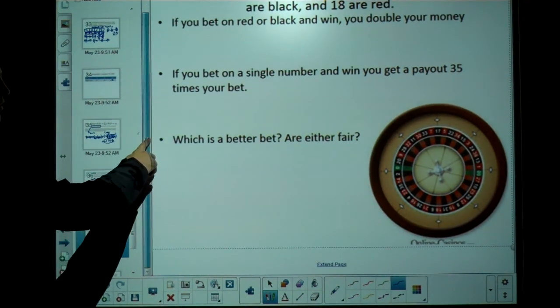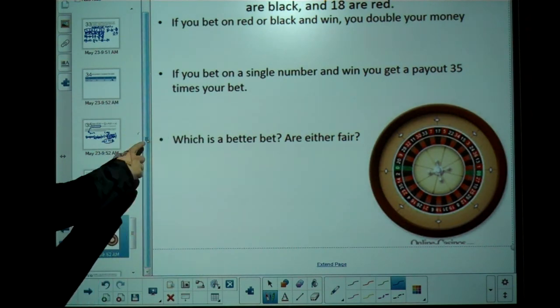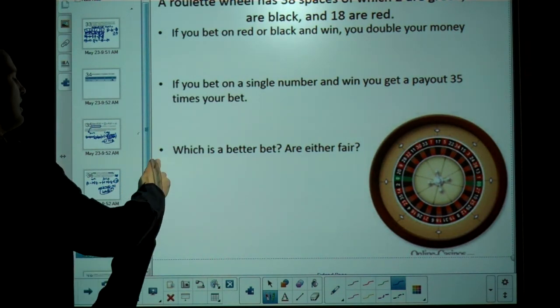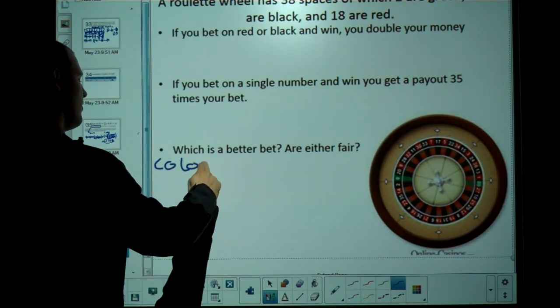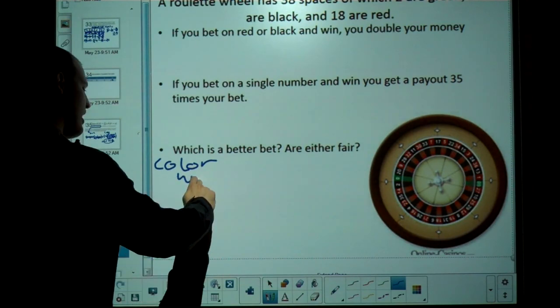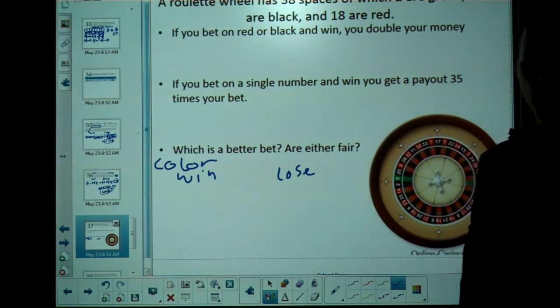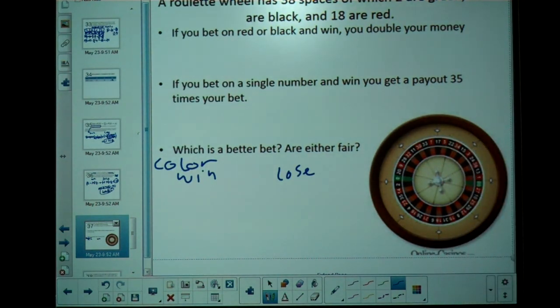If you'd like to pause the video here and try it on your own, you'd be very welcome to. I'm going to go ahead and proceed right now, though. So in order to do this, once again, we're going to consider our outcomes. Let's do picking a color for the first calculation. The two things that can happen is you could win, or you could lose. So if you win, you double your money. If you lose, you lose all of your money.